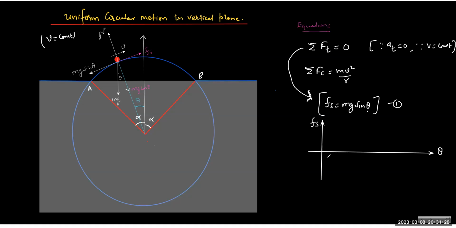What is the value of theta when you start? Okay, how will the graph of sin theta look in the first quadrant? Like this. Okay. Not okay. But our graph is from where to where?